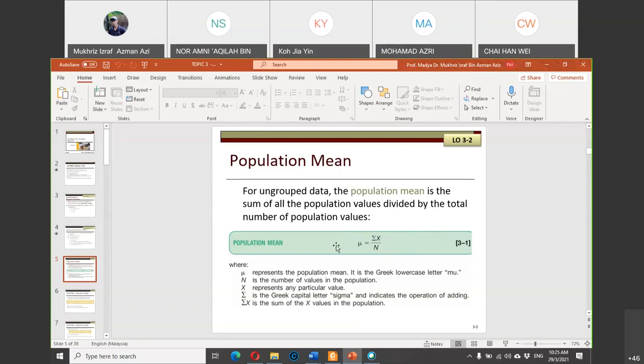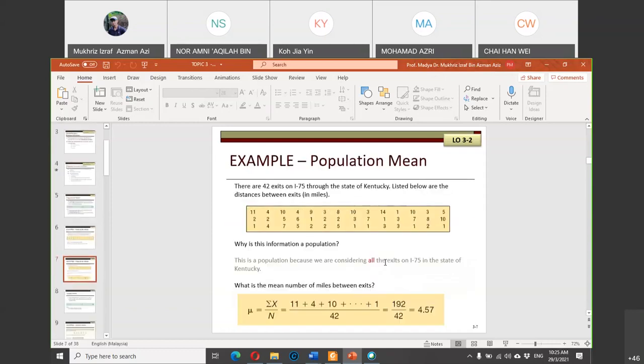So here for population mean, the symbol is mu. This we don't call it u, we call it mu. Summation, this symbol I think you should know by now, is the sum of. So x is the value of the observations, and n is the number of observations. So summation x over n. You notice that this n is capital N, because you are referring to the population value.